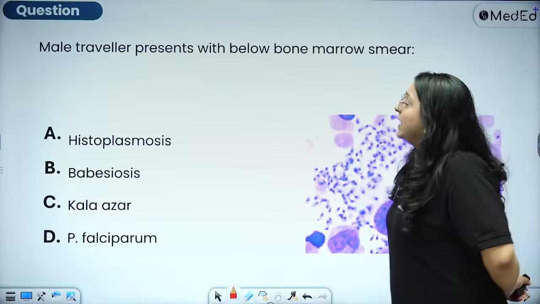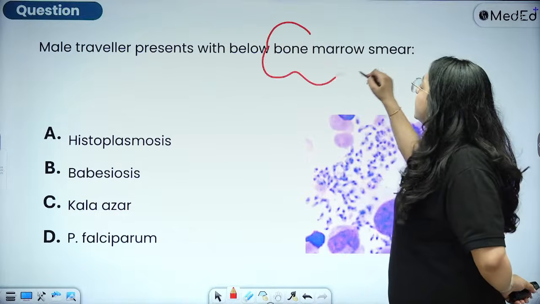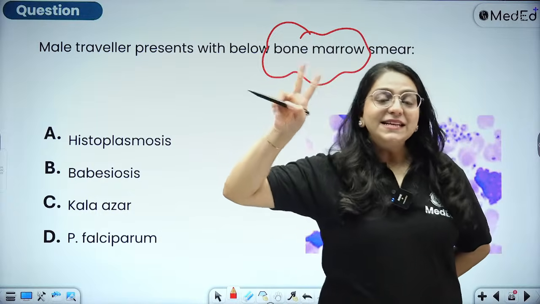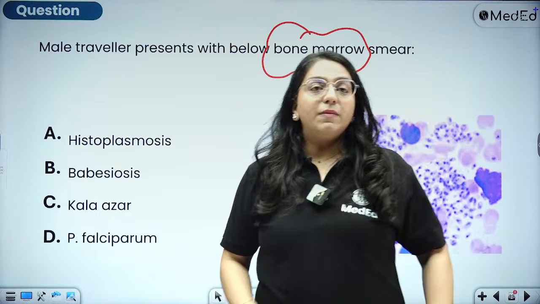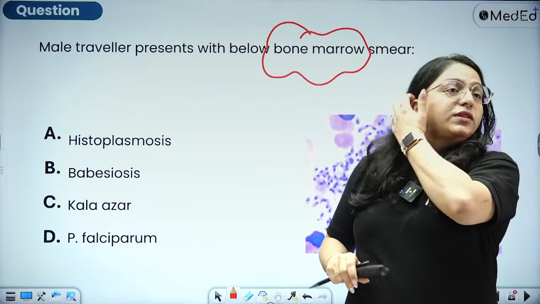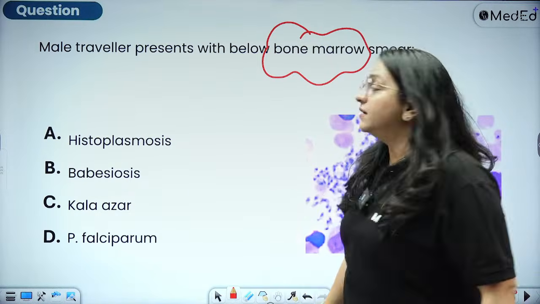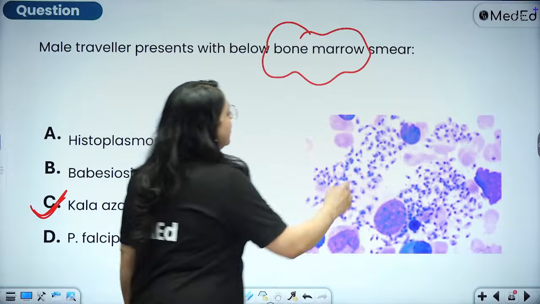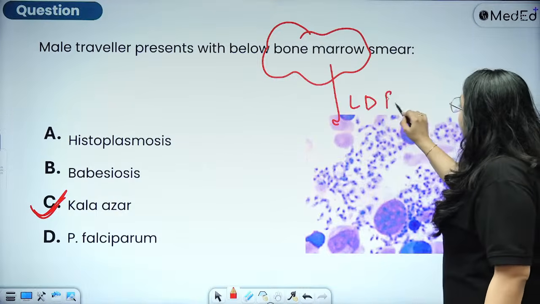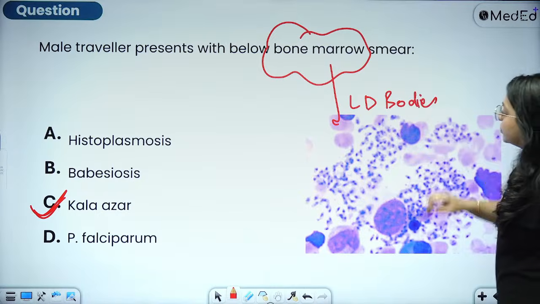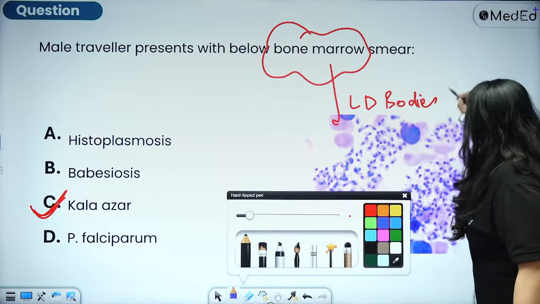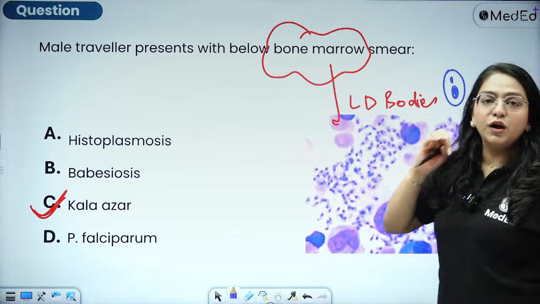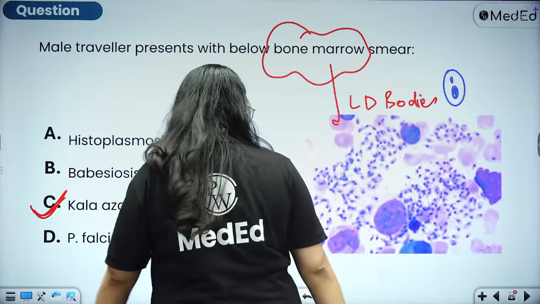Okay. Male traveler presents with the below bone marrow smear. The moment you hear bone marrow, first sample of choice is spleen, second sample of choice is bone marrow. We are talking about the massive spleen disease with large hepatosplenomegaly, the Kala Azar. Why? Because over here you see the LD bodies, Leishman-Donovan bodies. What do you see in them? You see a small kinetoplast and a nucleus. This is the amastigote form of Leishmania, which you are seeing as LD bodies, right?